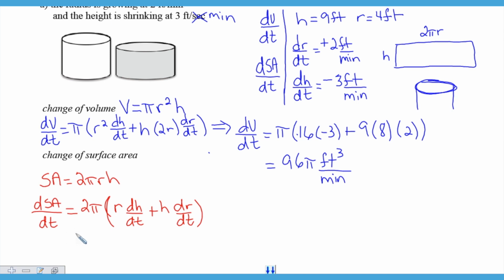So everybody is required to use implicit differentiation. And r is 4, and dh/dt is, wait a minute, I did that backwards, sorry, dh/dt is -3. I did not read that correctly. Sorry about that, y'all. And then h is 9, and dr/dt is 2. And so, let's see, 12 plus 18 is 6 times 2. And so that's a positive 12 pi.